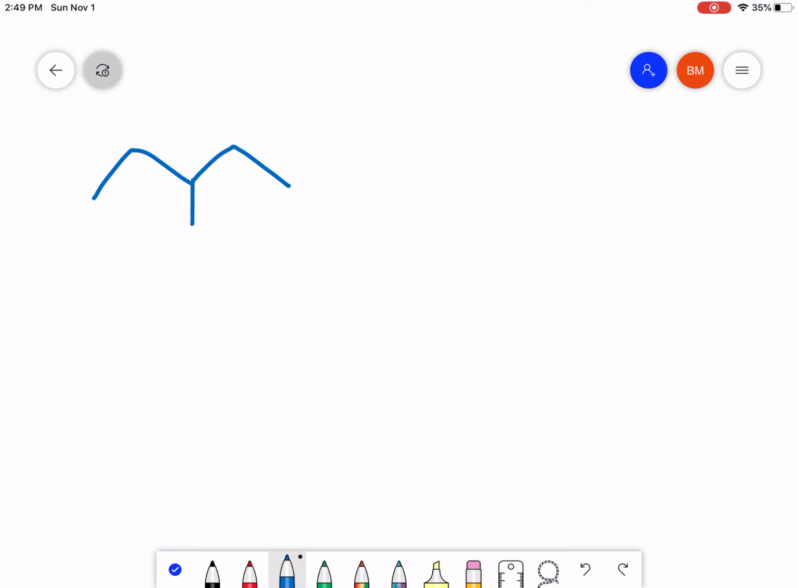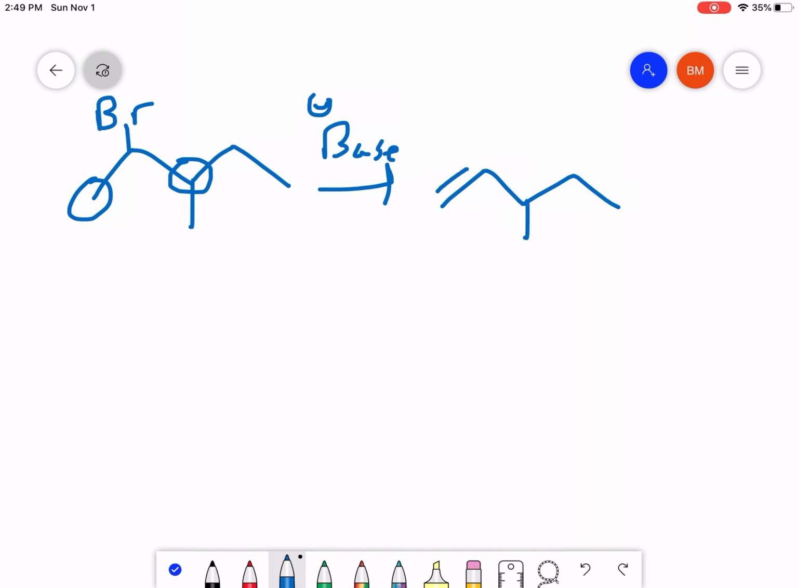This is going to be an example where you actually have 3 potential products. All right, so if you take a look at this, there's our base. Remember what we have to do. We have to identify places that have beta hydrogens. You have 2 spots that have beta hydrogens right here and here. They are different from each other. So that means you're going to be forming a double bond between those 2 carbons. And in other situations, you're going to be forming a double bond between these 2 carbons.